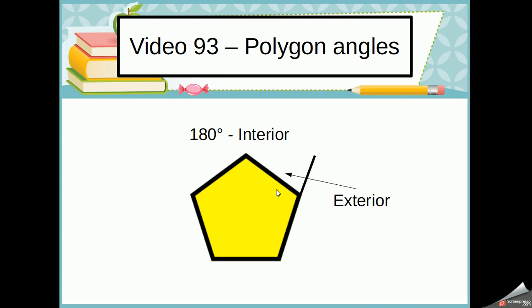So if we took the interior angle away from 180, we're left with the exterior angle. So if you're ever trying to work out the exterior angle and you've only got the interior, just do 180, take away the interior, and you've got the exterior angle.